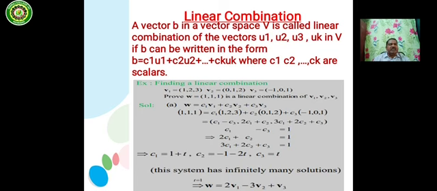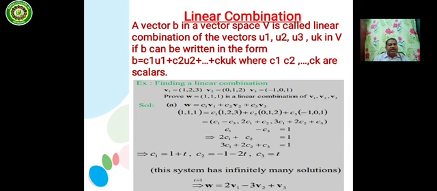Those three equations are: c1 minus c3 equals 1, 2c1 plus c2 equals 1, and 3c1 plus 2c2 plus c3 equals 1. These three equations are solved for c1, c2, c3. If the values of c1, c2, c3 exist, then we say that w is a linear combination of the vectors v1, v2, v3. If the scalars c1, c2, c3 do not exist, then we say that w is not a linear combination of the vectors v1, v2, v3.